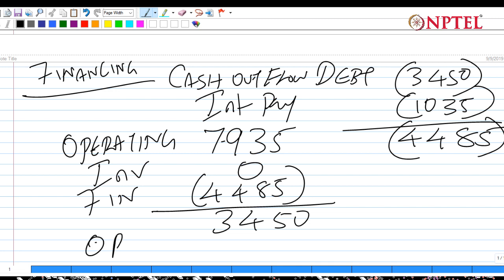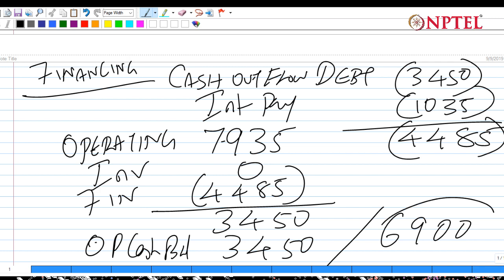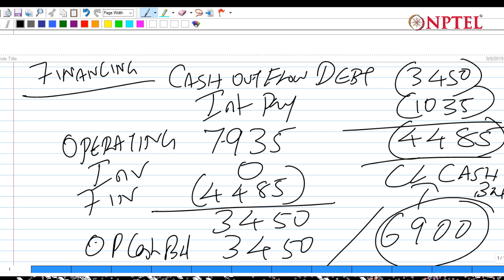Then I have my opening cash balance out here. My opening cash balance is another 3450. That gives me 6900, which you can verify with my closing cash balance. I'm sorry, I had missed out. Now we get it. We call it the closing cash flows out here. I am just going to color it. We basically see this closing cash balance, that is 6,900, out here.